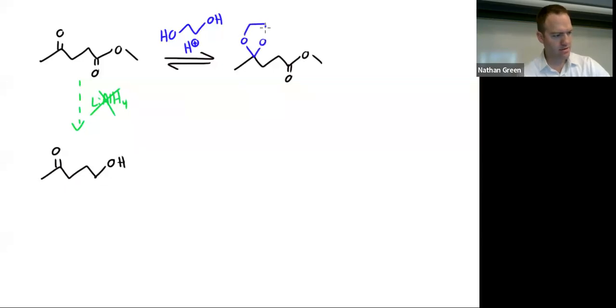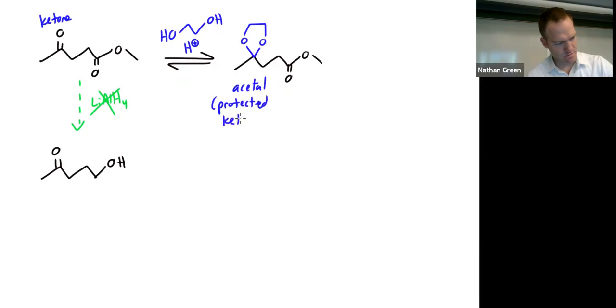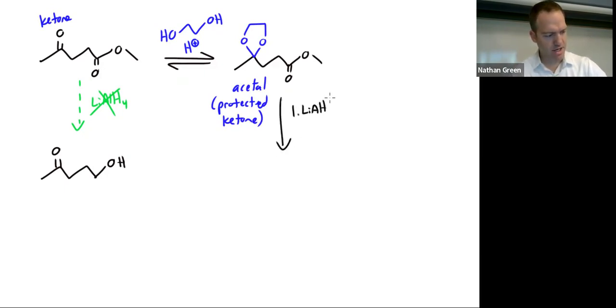into an acetal. It kind of looks like a bug. I think this looks like a praying mantis face, personally. This is my acetal, my protected ketone. I can then run the reaction that I want to run. Lithium aluminum hydride. Oops. H3O plus.